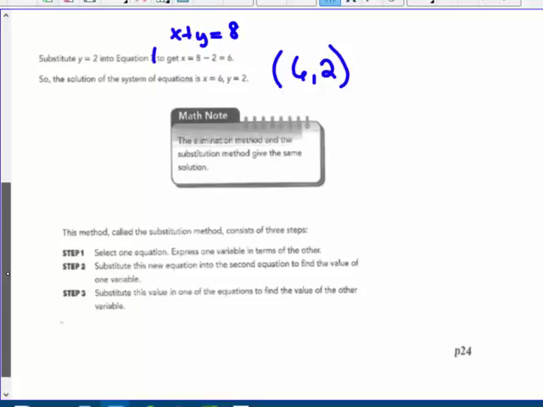So this method, called the substitution method, consists of 3 steps. Select one of the equations, the easiest one, to get one variable in terms of the other variable. So solve for x equals or solve for y equals, whichever one's easier. Substitute that new equation, that value of x or y, into the other equation that you first started with to find the value of one of the variables. Then solve for the other variable, x or y, that you have not solved for.